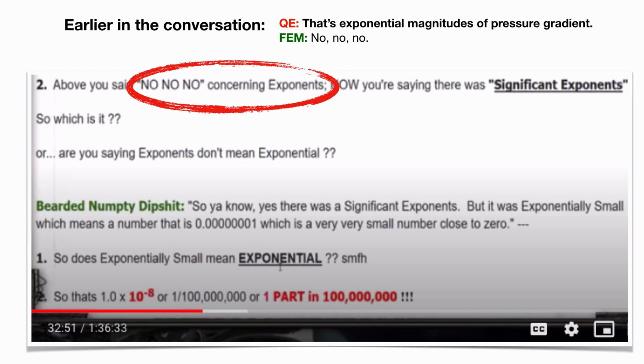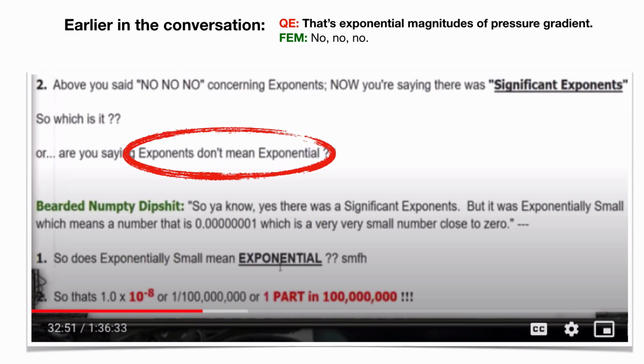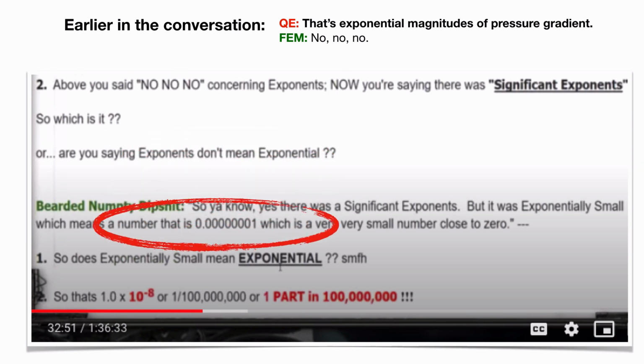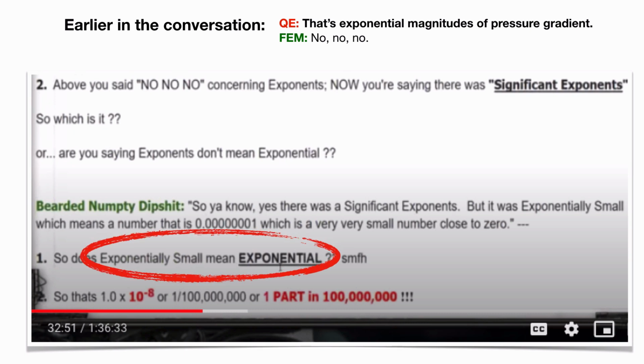What he meant was pressure differential. So that's why I said no. And then he's like, well, exponent doesn't mean exponential. It's like, yes, it had an exponent. Everybody could clearly see the exponent. But exponential is a generic adjective. Okay. Also, I like to use very clear language. So I said exponentially small. And then he doesn't want me to say exponentially small. He just wants to use the word exponential and have that be a catch-all.